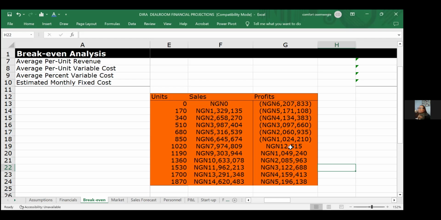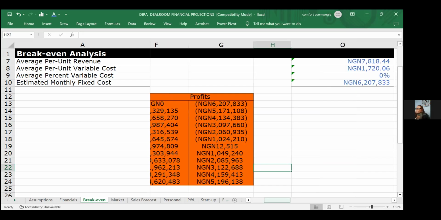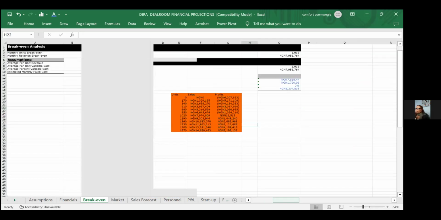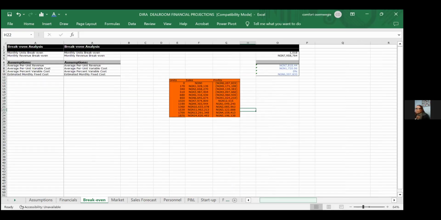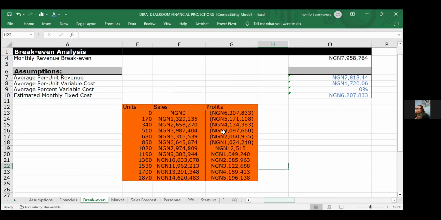So this is what break-even analysis does for you. This is one of the most difficult to compute for small businesses, but I'm sure that with this, it's easier for you to assimilate. You don't have to do anything. When you plug in your details nicely on this sheet, this particular sheet automatically updates. You do not have to do anything on this sheet.